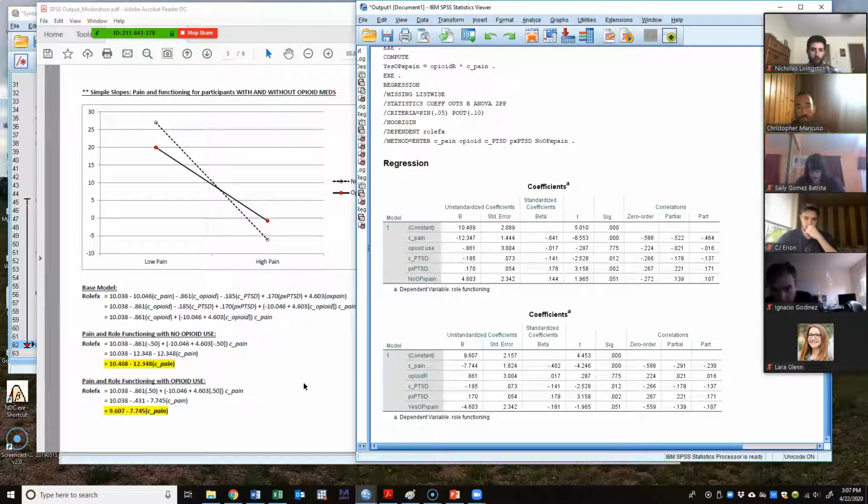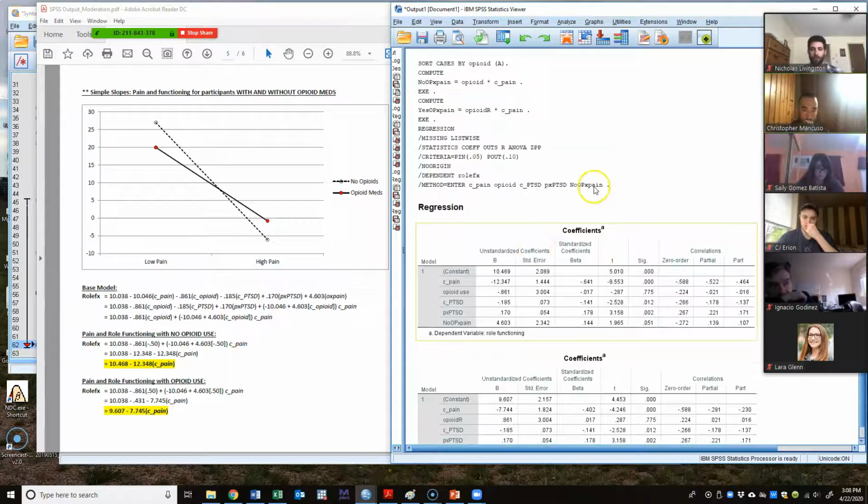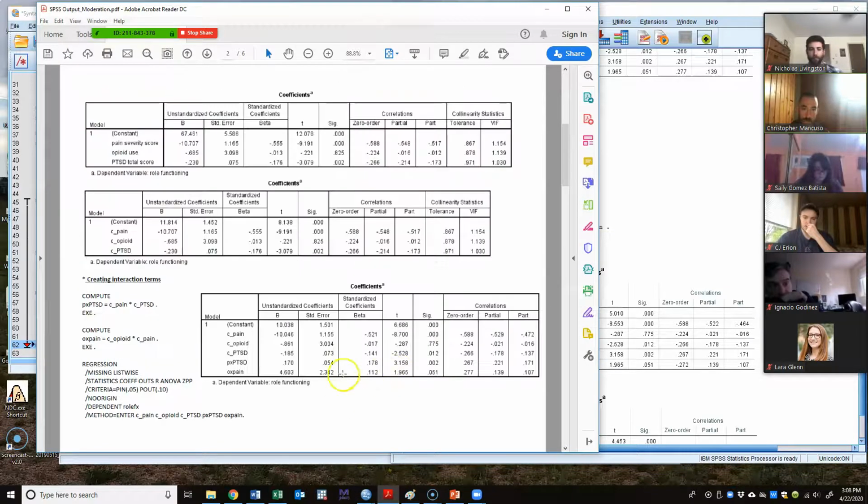But if my pain medication is doing something, it should make that connection between pain and functioning weaker, right? It's still there. I don't know how effective it is. And my marginal effect here suggests that maybe opiate use may impact the nature of the relation between PTSD and pain, but I don't have a whole lot of evidence for that. Looks like there might be something here, but I'm not going to bet the house on this.